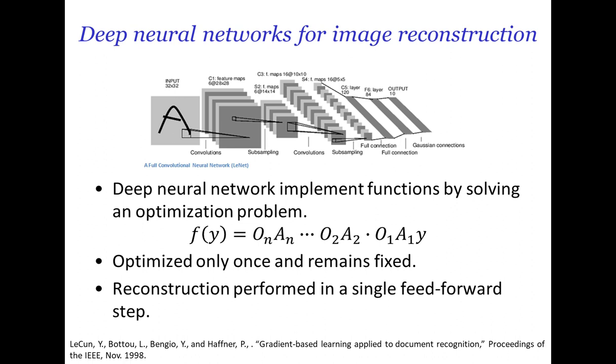Deep neural nets are now changing this game for us. We like deep neural nets for inverse problems in general because, yes, it takes a while to train them. It can be a few hours to maybe up to a day, even longer sometimes, to train a neural net. But once it's trained, it's fixed. And it's a single feed forward without any iterations.